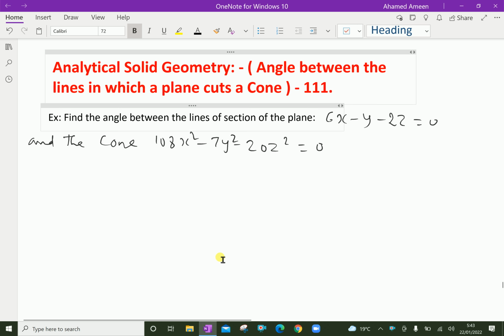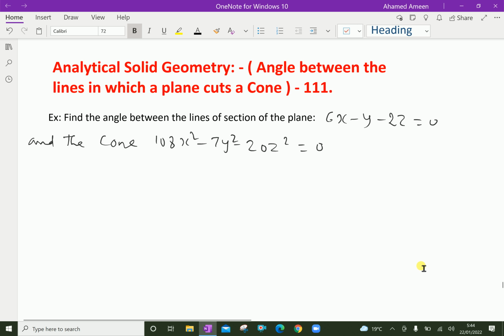In analytical solid geometry, let us do the angle between the lines in which a plane cuts a cone. Look at this example. Find the angle between the lines of section of the plane 6x minus y minus 2z equal to 0 and the cone 108x squared minus 7y squared minus 20z squared equal to 0.